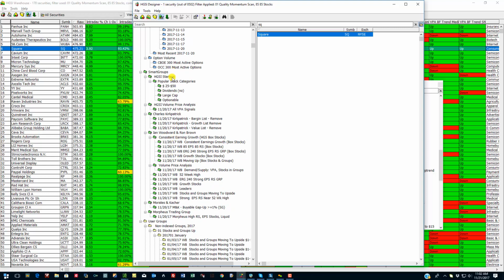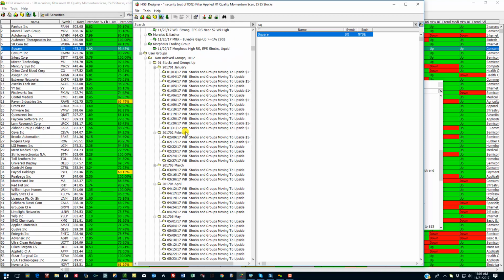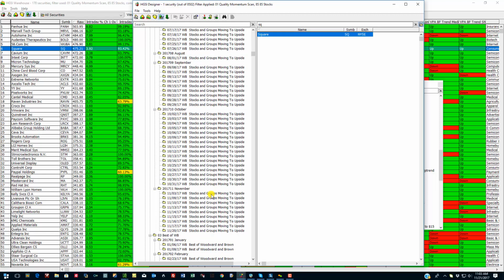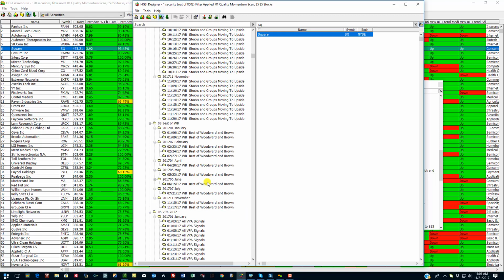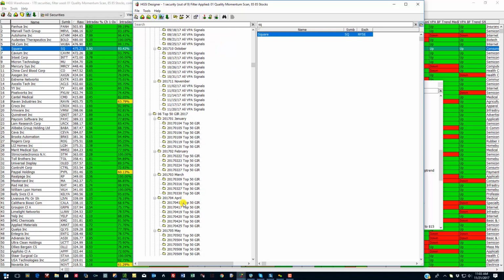And then as we go down here, you can see that these are all the times it's appearing currently. And then these are all the times that it's appeared in the stocks and groups moving to the upside from January on of this year. Look at this. I mean, it's appeared many times. Been in Best of Woodward and Brown since January. VPA flags, I'm not going to count those because that's both up and down.